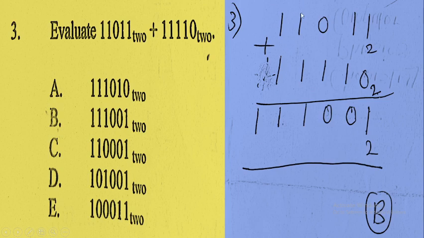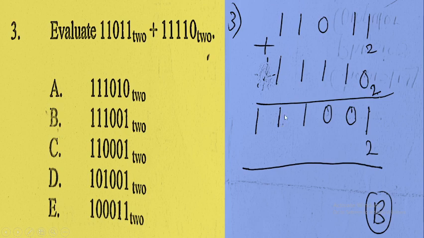So move the 1 to this place. 1 plus 1 will give us 2, plus 1 will give us 3. We cannot write 3 because we are in base 2. So what do we do? Divide the 3 by 2. That will give us 1 remainder 1. So write remainder 1 down, carry the 1. 1 plus 1 plus 1 gives us 3. 3 divided by 2 gives us 1. Write remainder 1.